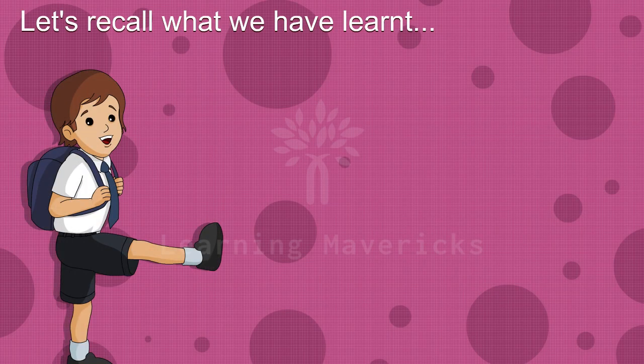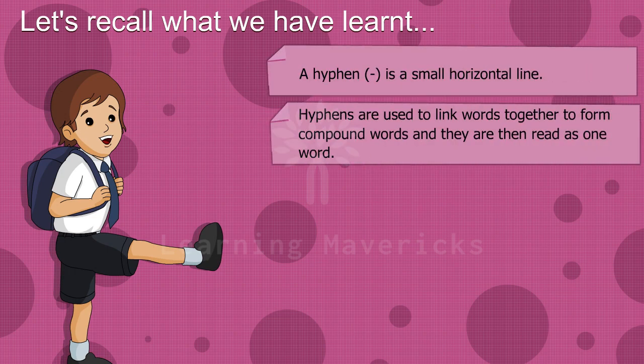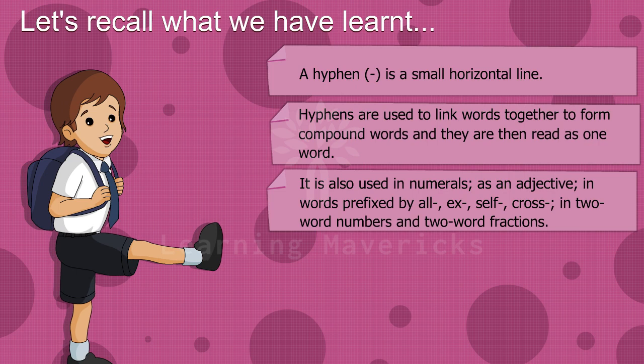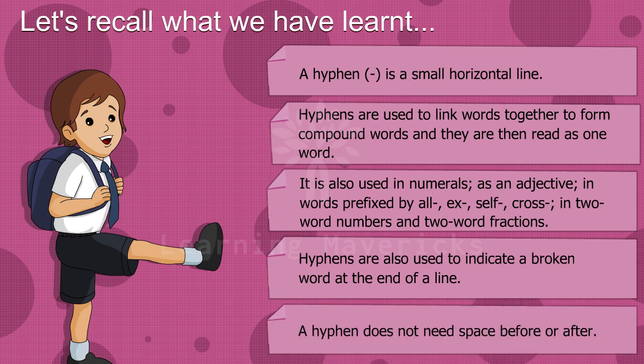Let's recall what we have learned. A hyphen is a small horizontal line. Hyphens are used to link words together to form compound words, and they are then read as one word. It is also used in numerals, as an adjective, in words prefixed by all, ex, self, cross, in two-word numbers and two-word fractions. Hyphens are also used to indicate a broken word at the end of a line. A hyphen does not need space before or after.